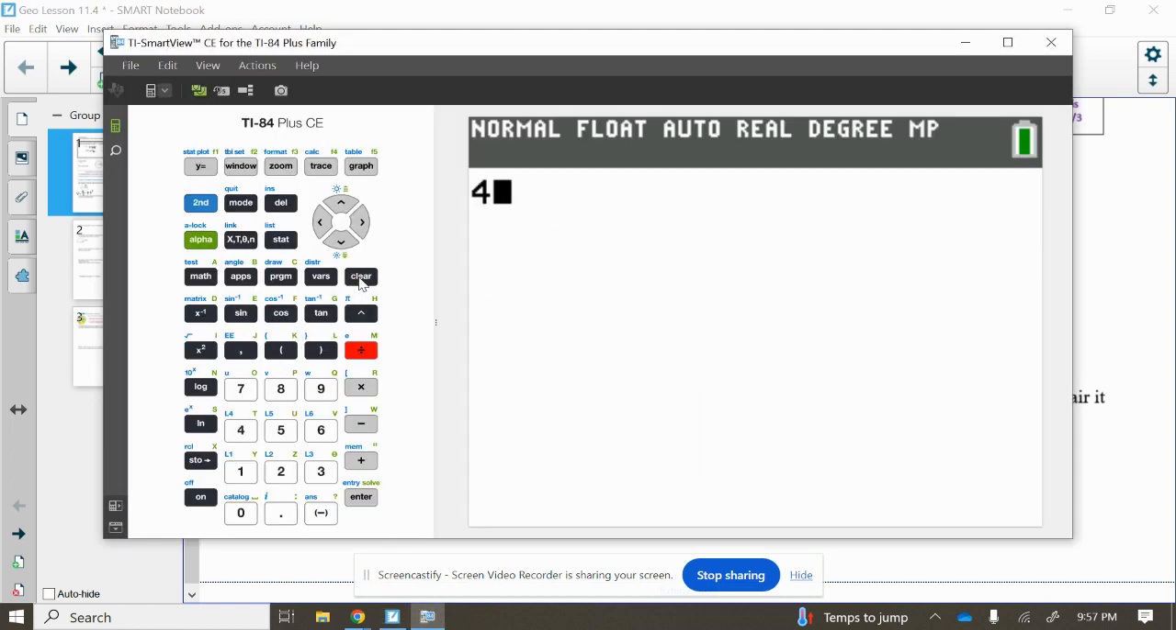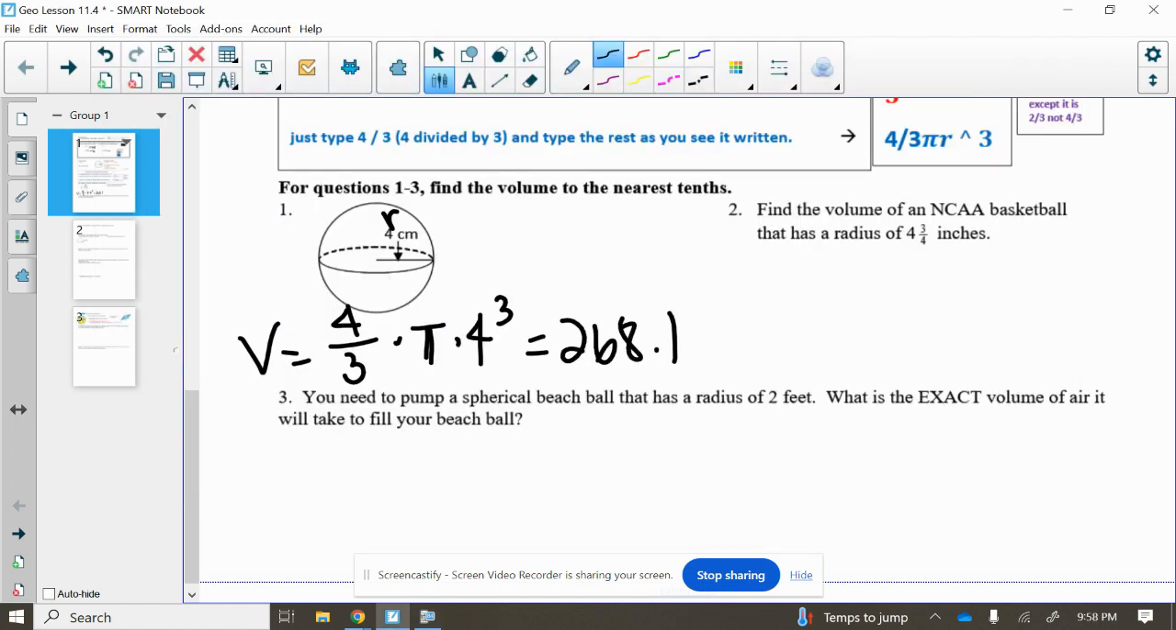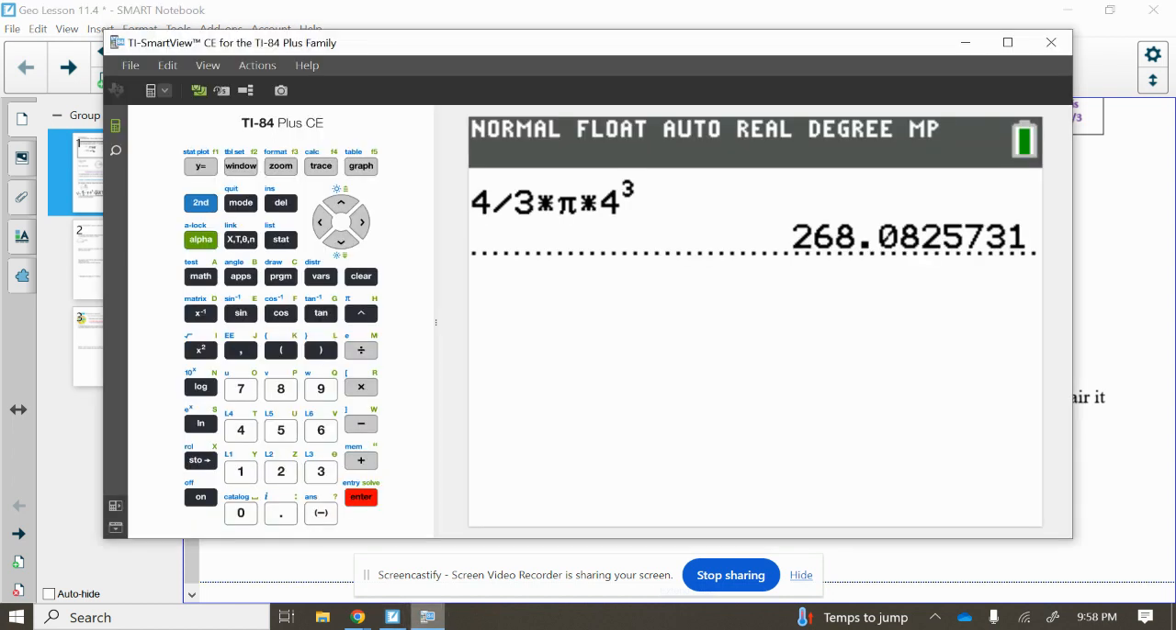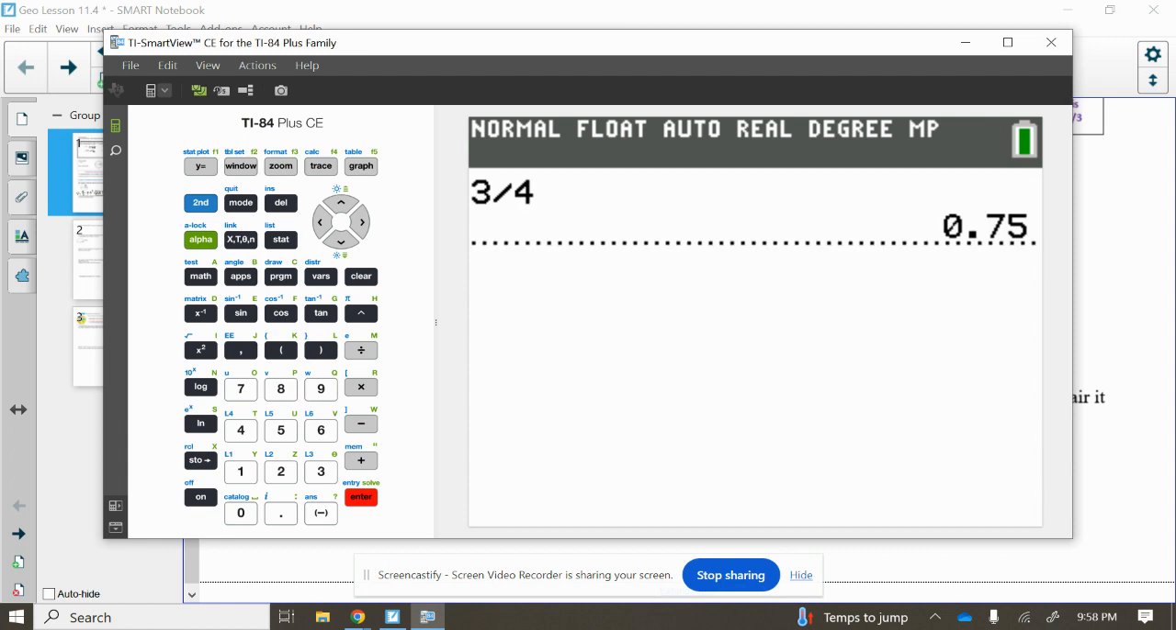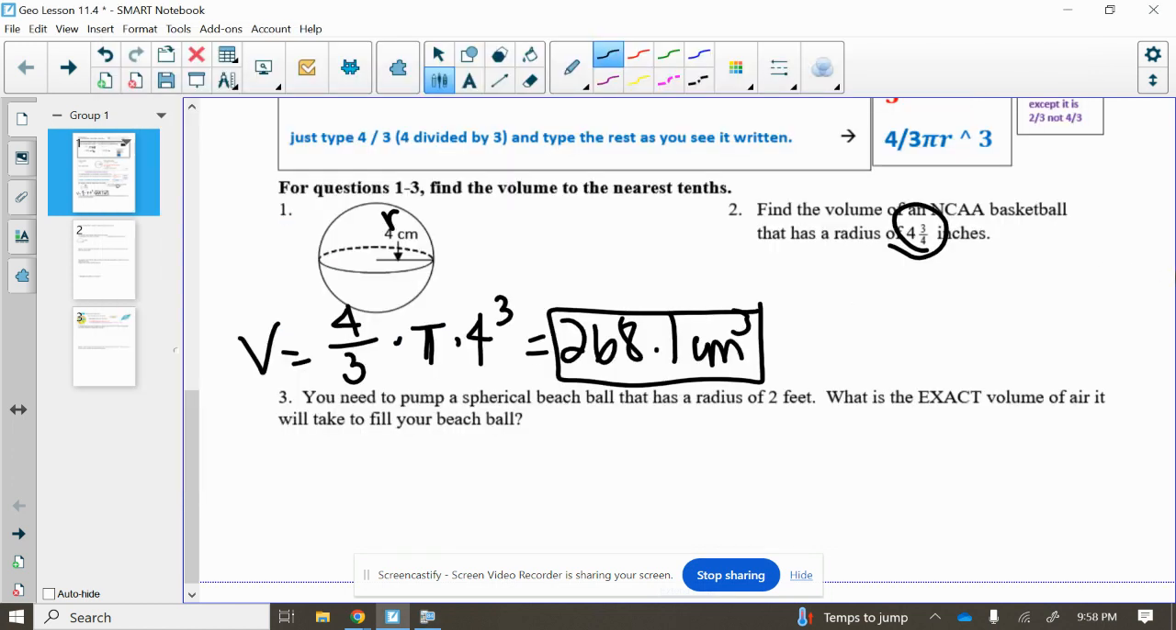So again, we can just type this in as 4 divided by 3 times our pi, because we're rounding here, and then times 4 to the third power for about 268.1 cubic centimeters. And then on the second one, notice our radius this time is 4 and 3/4. A reminder, 3/4 is the same thing as saying 0.75. So we could say 4.75 instead of 4 and 3/4. So again, we'll take 4/3 times pi times that radius value of 4.75 to the third power for a total this time of about 448.9. Again, that's going to be inches cubed.